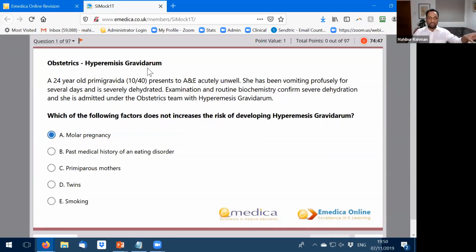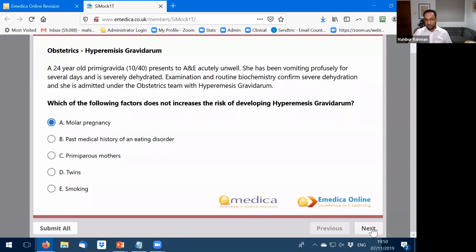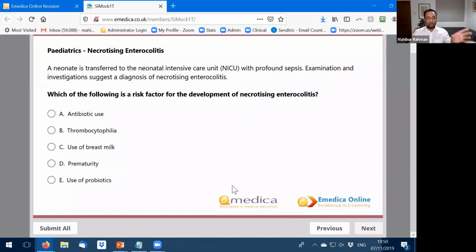So let's say you didn't know, you guess, flag for review. Now, if you finish, you could just see the ones you flagged earlier and you go back and forward with buttons at the bottom. Now, if you use it from a phone or a tablet, it automatically adapts the screen to make it suitable for a phone or a tablet.